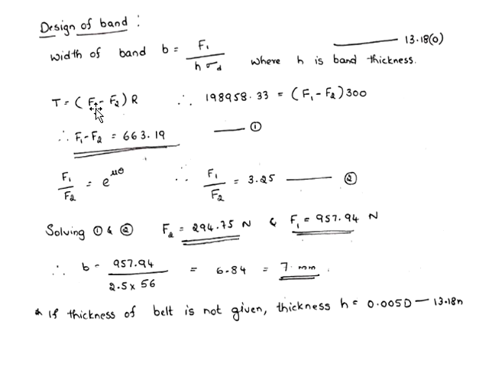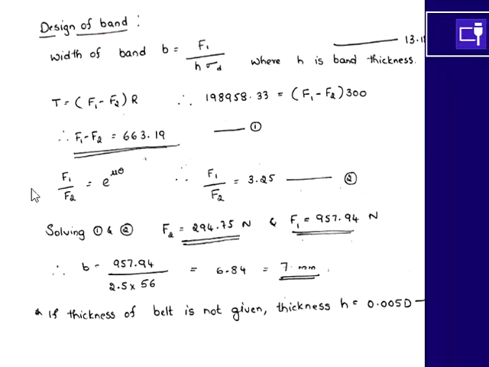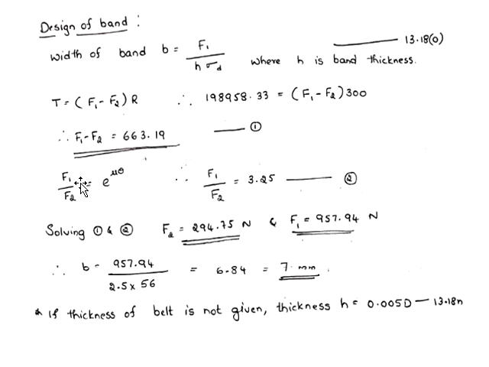Here F1 and F2 are unknown. T from step number 1. R is radius of drum, that is given in the question. So you will get one equation, F1 minus F2 is equal to 663.19. I need one more equation. F1 by F2 is equal to e to the power mu theta. Here e to the power mu theta is 3.25 because mu is known, theta is known. So F1 by F2 is equal to 3.25. So now we are having two equations, two unknowns. Calculate F2 and F1. After getting this F1 value, substitute F1 value in B equation.